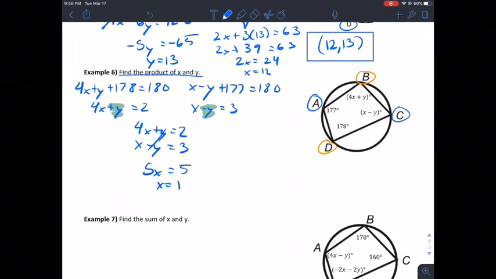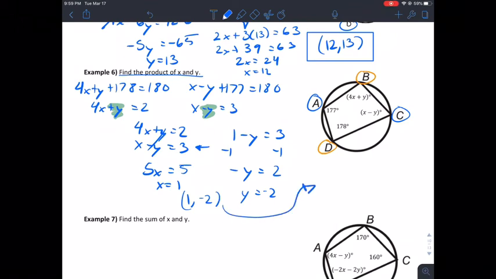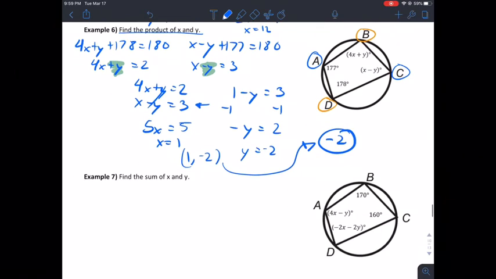Now again, I'm not done. I have to make sure I plug that back in. So I'll plug it into this second one here. I'll do 1 minus y equals 3, minus 1 both sides, negative y equals 2, y equals -2. So the solution is (1, -2). But then they ask me for the product. So my product here is simply -2. So that answers the question.